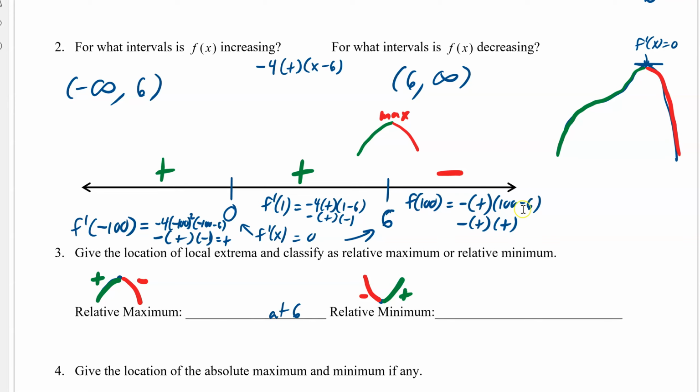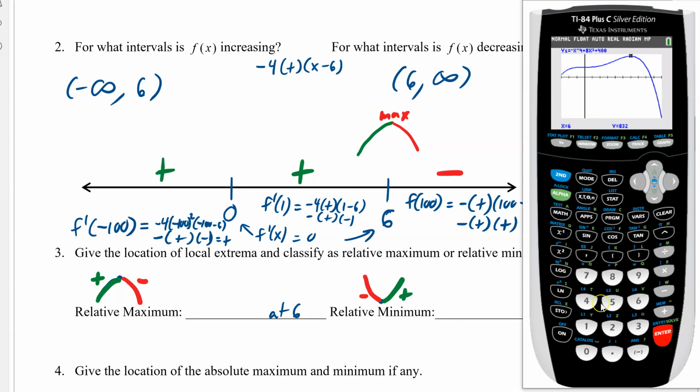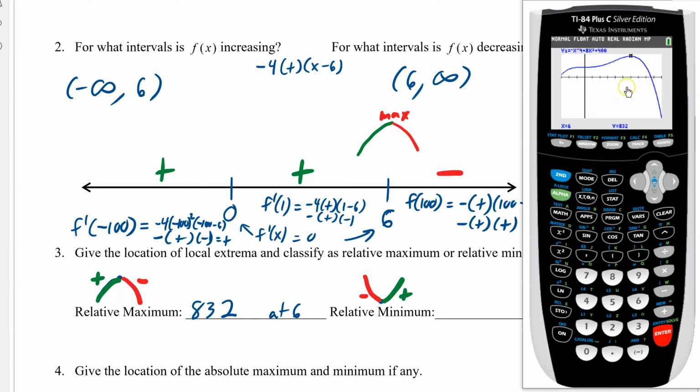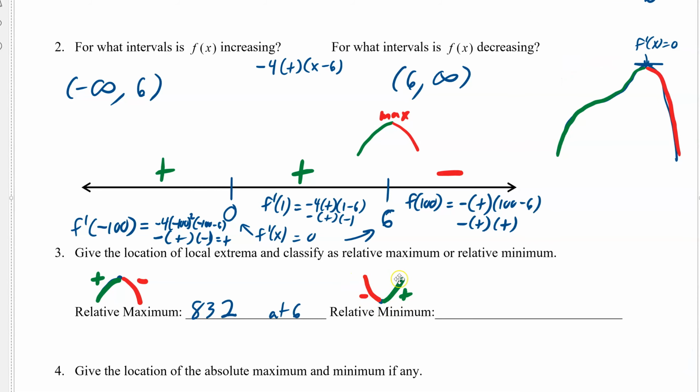So now how do you find that value? Well, we've already got it graphed. So all we had to do is hit trace 6. So if you hit trace and 6 and hit enter, it says 832 is our maximum. That's it right there. 832. So we have a relative maximum of 832 at 6. And there is no negative to positive going on here, so there is none. There is no relative minimum here.